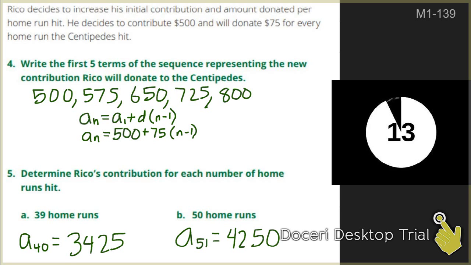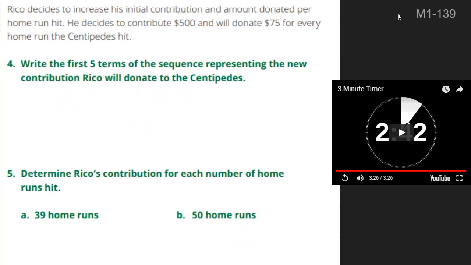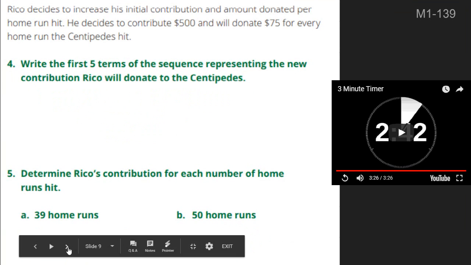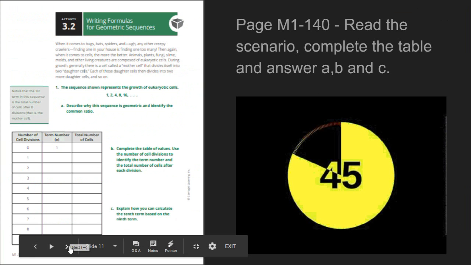So there you've done it. You successfully created 2 explicit arithmetic sequences, and then you used them to find random term numbers. So that leaves us with geometric sequences.